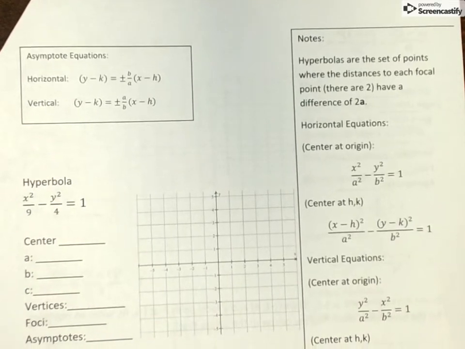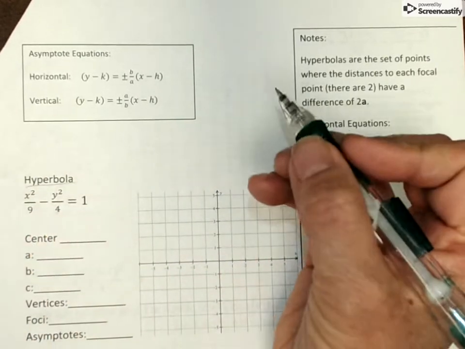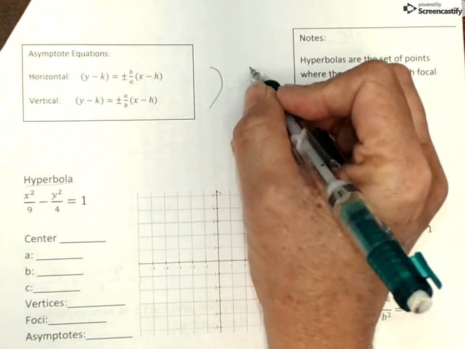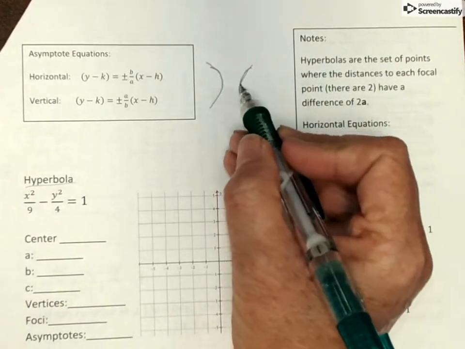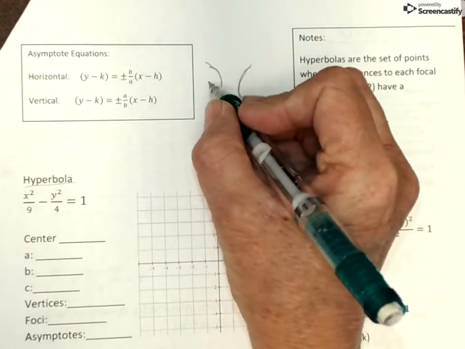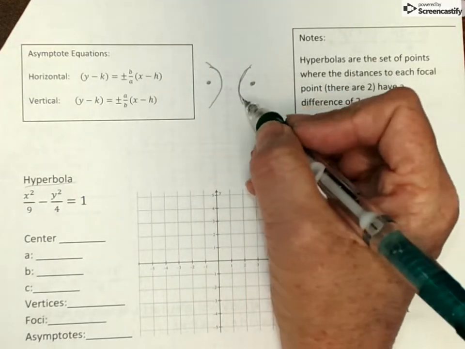Okay, welcome to part 2 of day 2 of conics. This section is going to be over hyperbolas. And a hyperbola is going to look a lot like a parabola, but there's going to be 2 of them, with the vertices facing each other. We also still have foci, or focus, inside them.